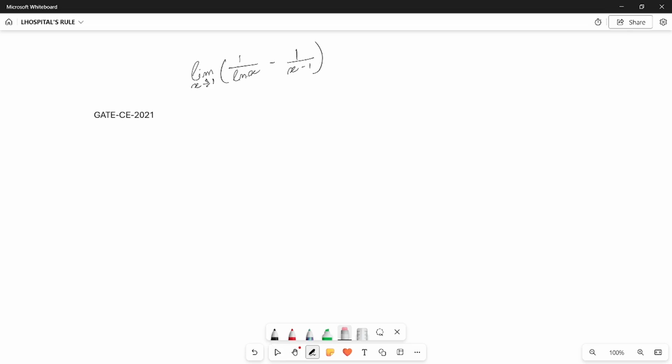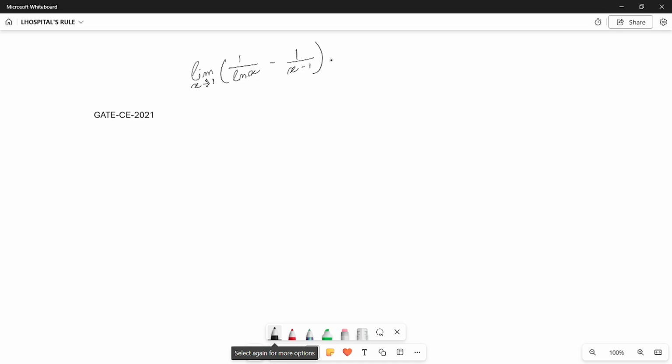Now let's talk about how to proceed with this. This is the question. The question came in the GATE CE 2021 paper. But you can check out different papers such as GATE Biotechnology, GATE Computer Science, Mechanical Engineering, any paper. These questions are very common. Now, what does the question say? Limit x tends to 1 of 1 by ln x minus 1 by x minus 1.